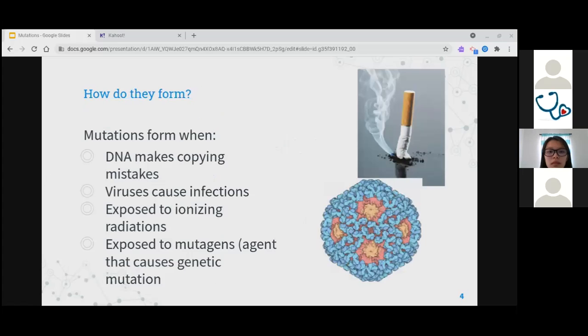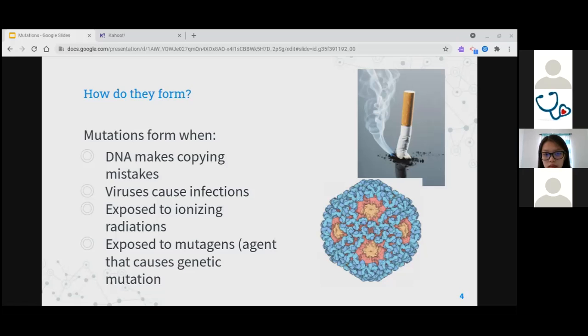All right, now let's learn about how mutations form. Mutations simply form when DNA makes copying mistakes, so the sequence of the DNA is changed. Another way is through viruses that cause infections, such as HPV. Mutations also form when you're exposed to ionizing radiation, and you might know some medical procedures that involve these, such as CT scans, X-rays, and PET scans.